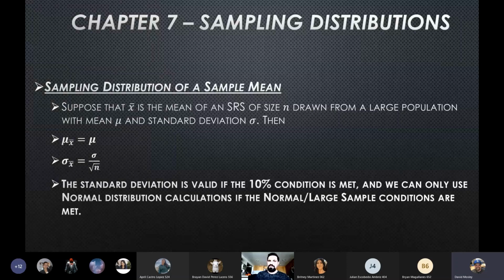The standard deviation is valid if the 10% condition is met, and we can only use normal distribution calculations if the normal/large sample conditions are met. And again, that's saying that the sample was drawn from a population that is known to be normally distributed, or we have at least 30 individuals in our sample. Sample size must be at least 30. Otherwise, we would have to graph all of our data and see if the sample was in fact normally distributed, or at least it's not skewed strongly or having outliers.